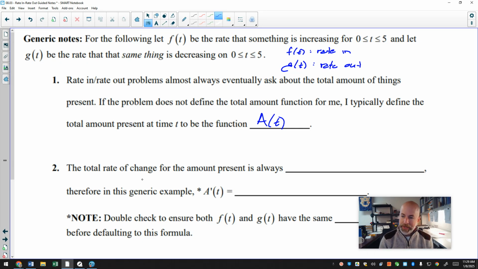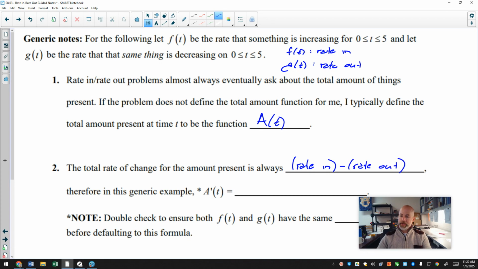The total rate of change for the amount present. If they ask you at what rate is the number of people in the concert changing, that would be A prime, the rate of change, and it's always the rate in minus the rate out.